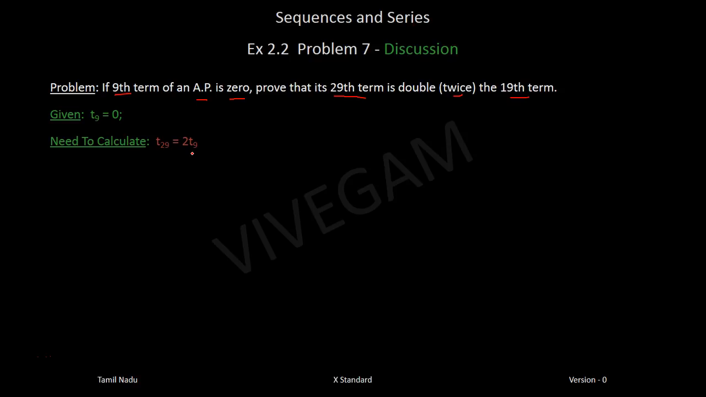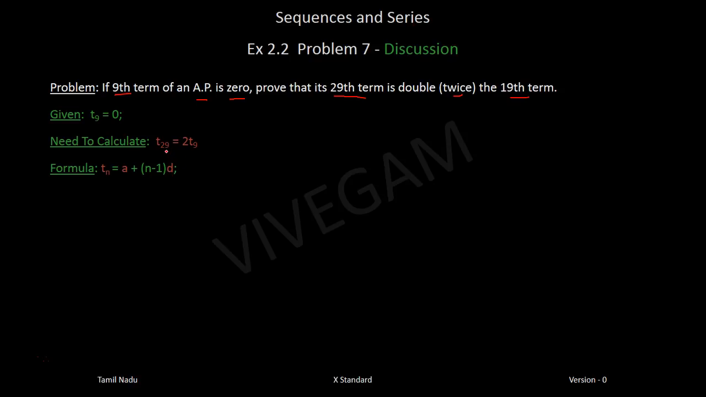Right. Let's write the formula for Tn. Even though the problem is very confusing, don't worry. List out what is given and what to calculate. Now let's write the formula for Tn, because it all involves the nth term. So Tn equal to a plus n minus 1 into d. Only n is known, because they say 29 and 19. There are two variables that we don't know.